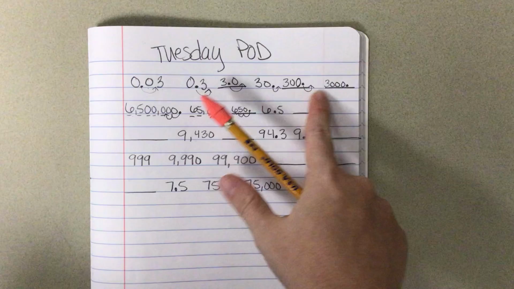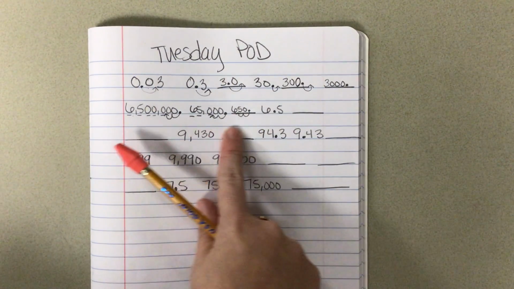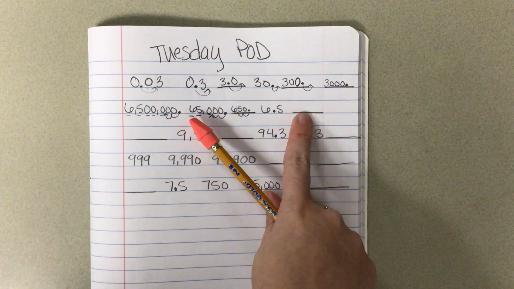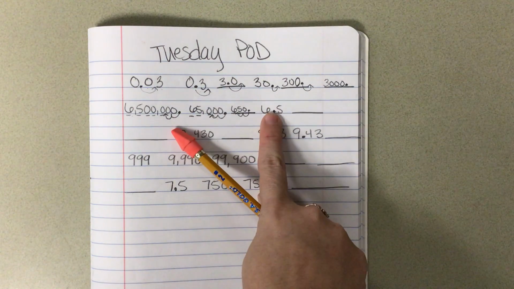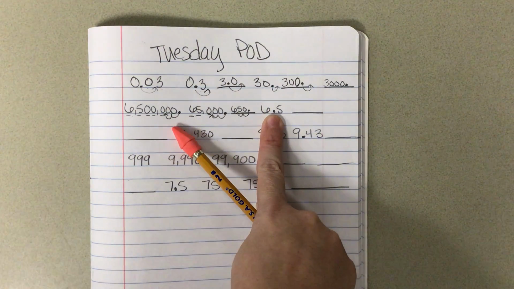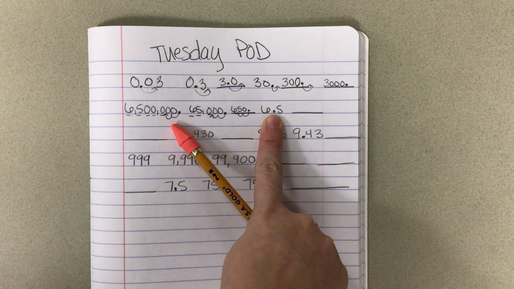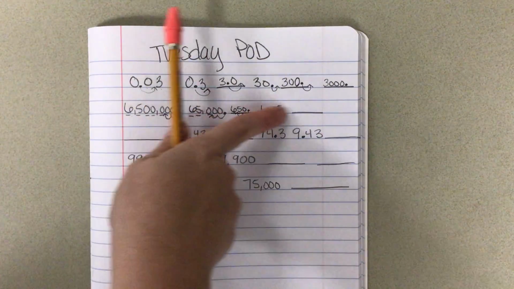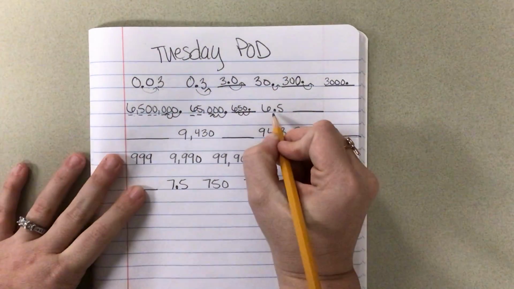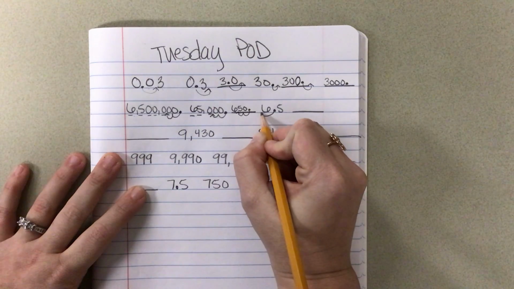So here our number was getting larger, but here our number is getting smaller. So should this number be greater than or less than this number? Less than, because we are getting smaller as our number goes on. So I know I need to move in this direction to make it smaller.